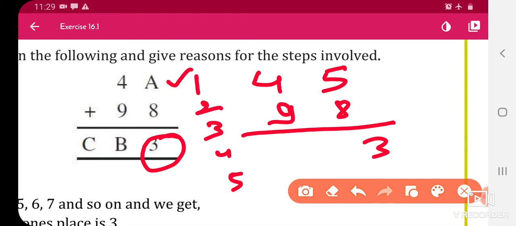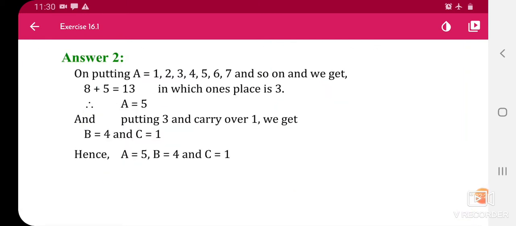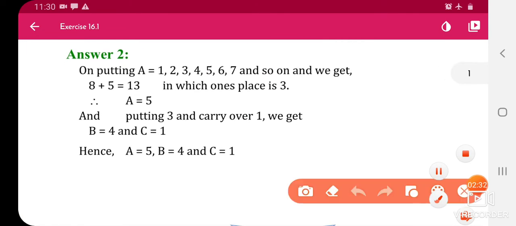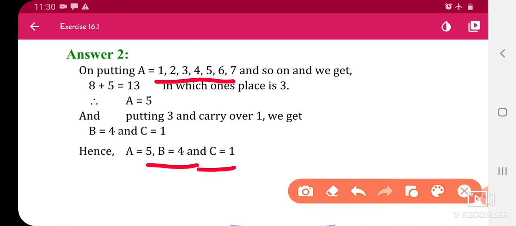So 8 and 5 is 13. After that carry 1, 4 and 1 is 5 and 9 is 14. Okay, so we write here 4 and carry 1. So the value of C is 1 and B is 4. So the possible values of A, B, C are A equals 5, B equals 4 and C equals 1. So we have to firstly put this value and after that write this answer.